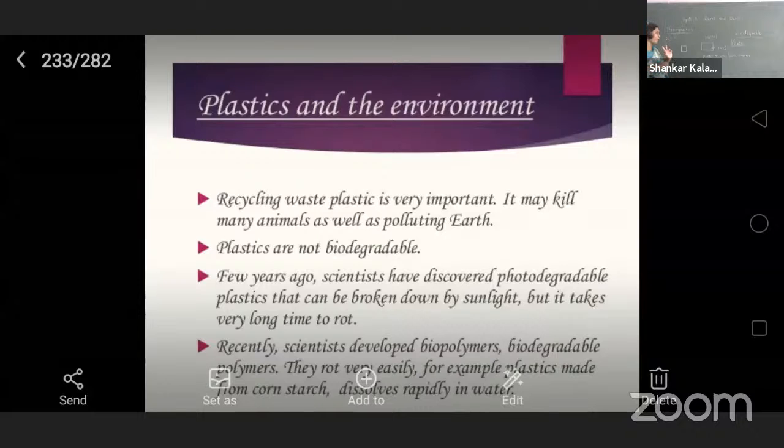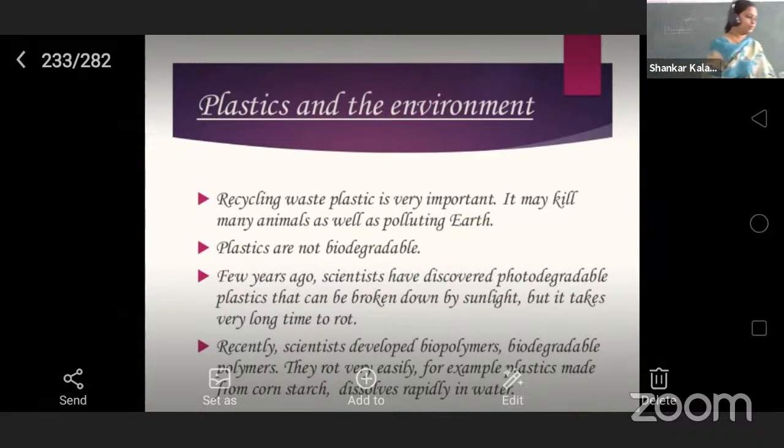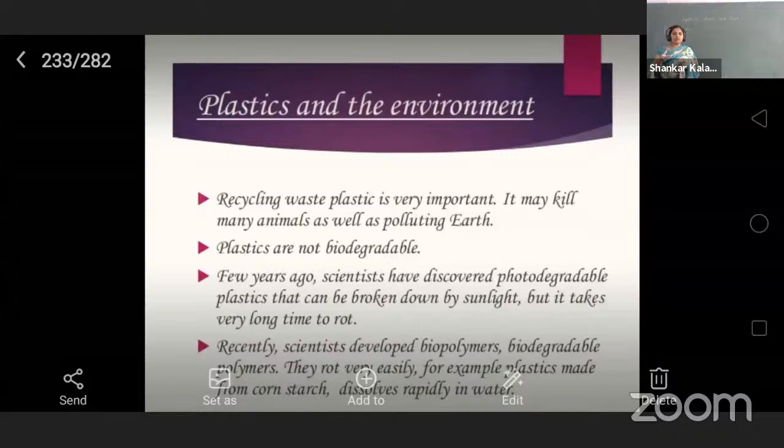Rot means what, students? What is the meaning of rot? When leaves fall from the tree, when plants fall on the land, they all rot and mix with the sand, mix with the soil. So if we use photodegradable plastics, after using sunlight they break down and they rot. This will be very useful, to make plastics by photodegradable plastics.